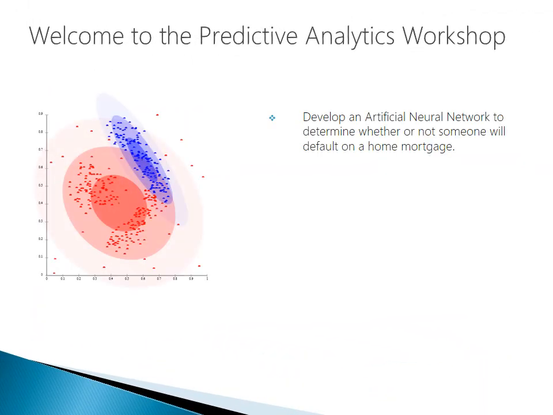We will also develop an artificial neural network to determine whether or not someone will default on a home mortgage. In this case, we're looking at a risk example. We want to understand, will someone or will someone not perform an action that is of interest to us? And how can we use these biological systems, the artificial neural networks, to help us in making this determination?